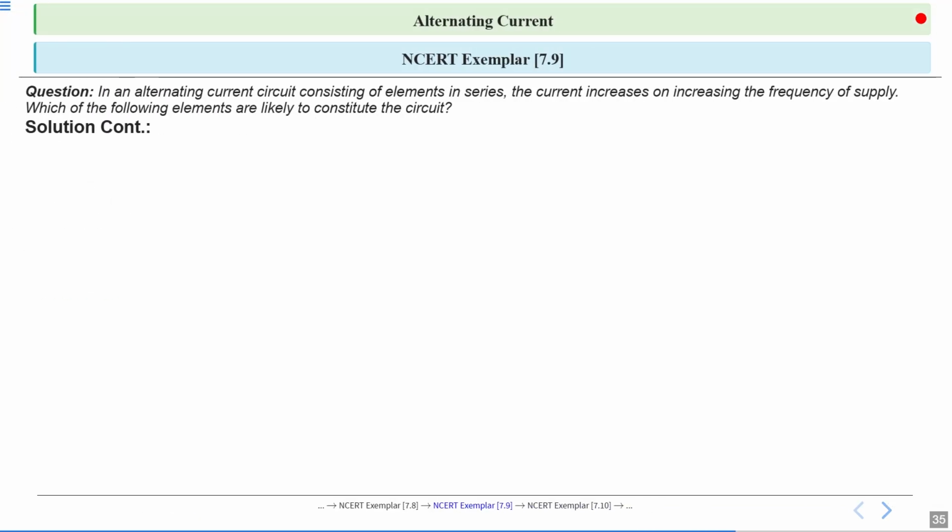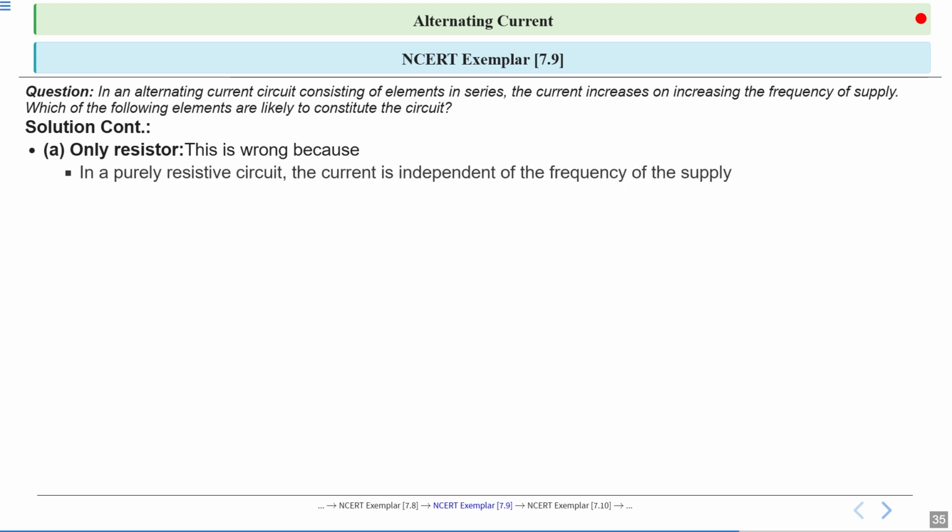So why is option A incorrect? Only a resistor. This is wrong because in a purely resistive circuit, resistance doesn't depend upon the frequency of the circuit. So current is independent of the frequency of the circuit in the case of only a resistor.